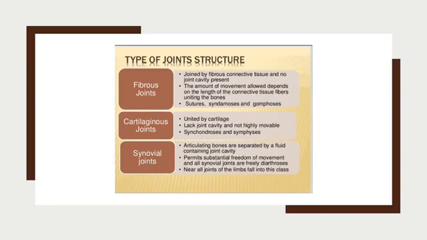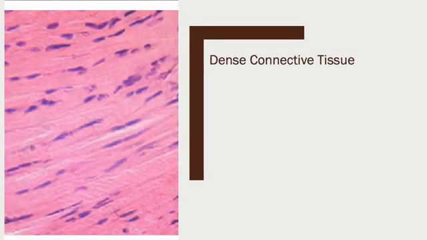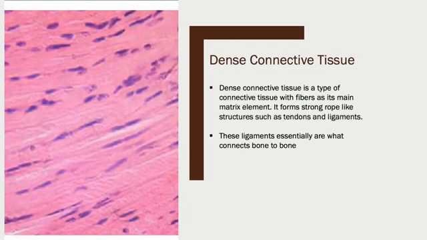Now, before going any further, I want to explain a little bit about dense connective tissue. Dense connective tissue is a type of connective tissue with fibers as its main matrix element. It forms strong rope-like structures such as tendons and ligaments. Now, these ligaments are essentially what connects the bones to bones, and of course, as said previously, are what fibrous joints are made of.